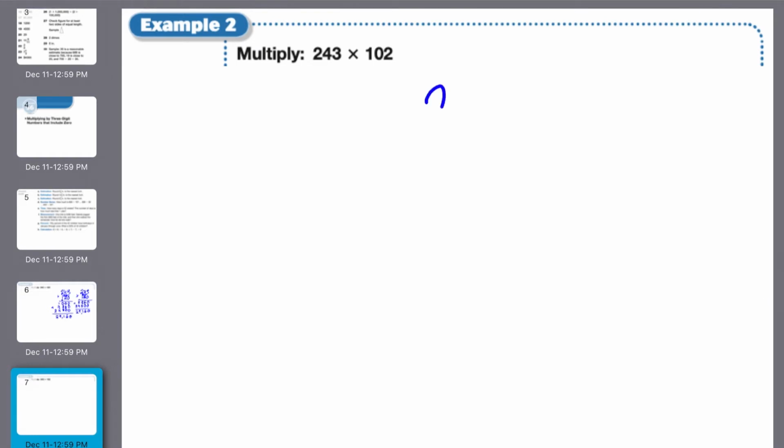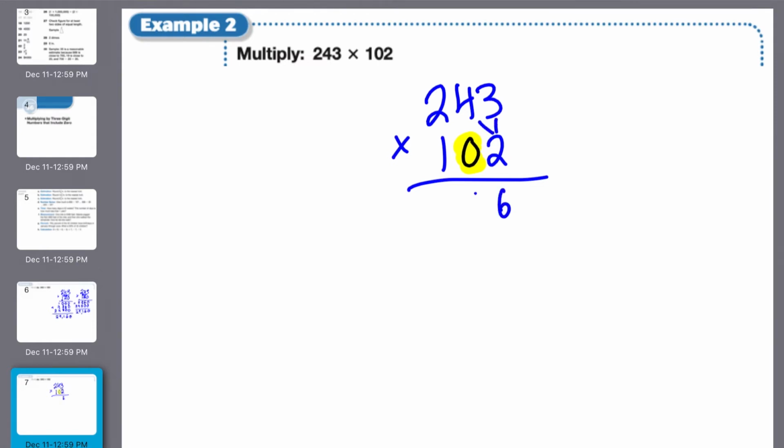Now we have 243 times 102. So the zero's in the middle spot now, so a little bit different. Still multiplying the same way. 2 times 3 is 6. 2 times 4 is 8. 2 times 2 is 4.